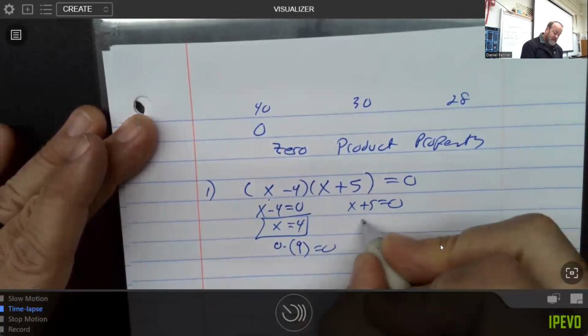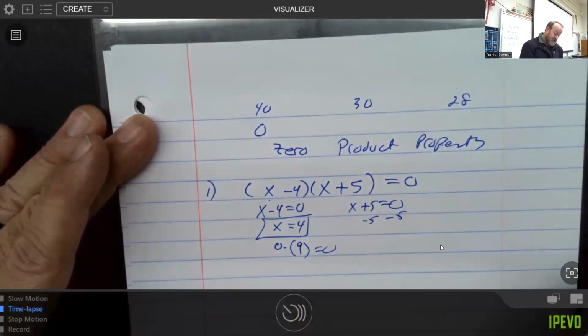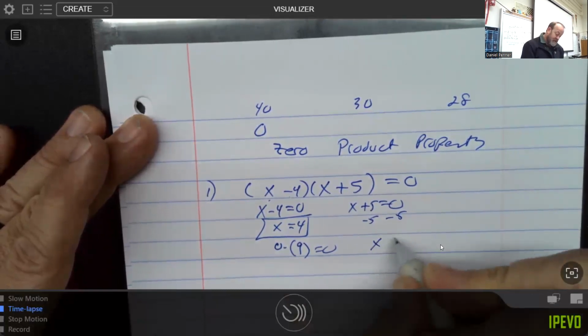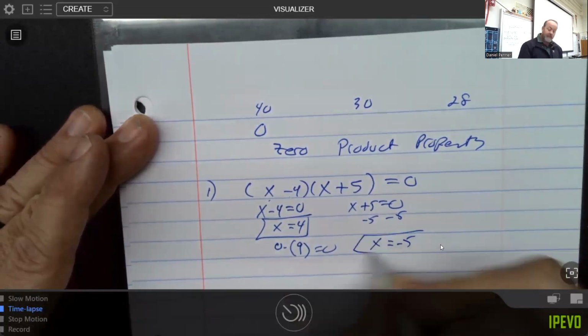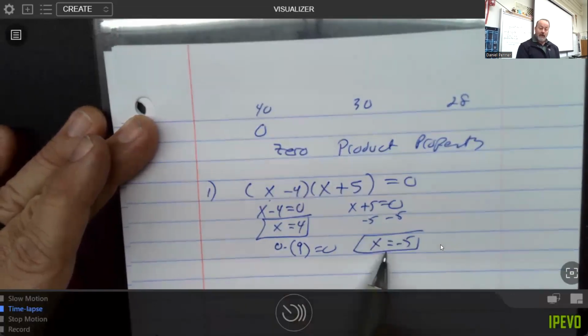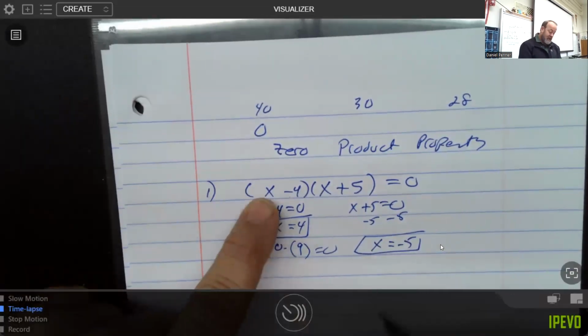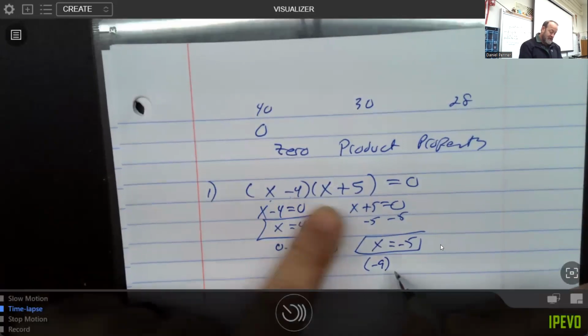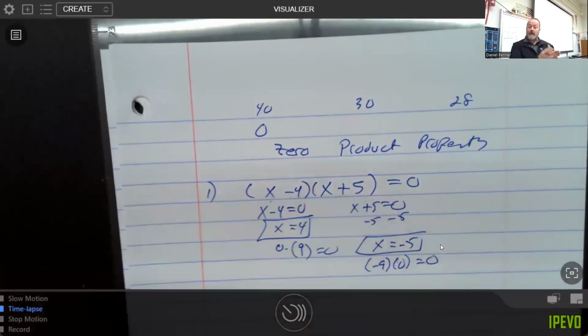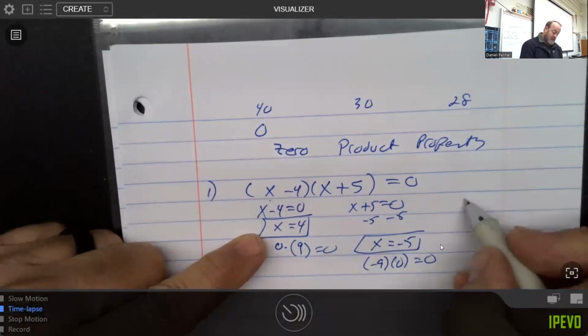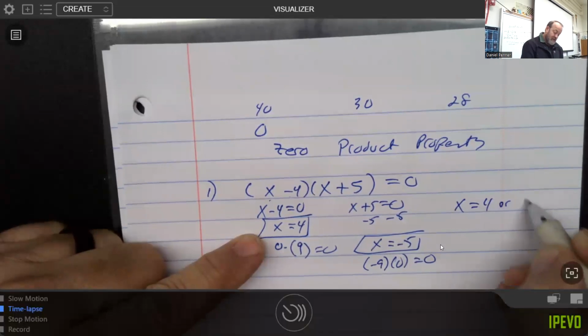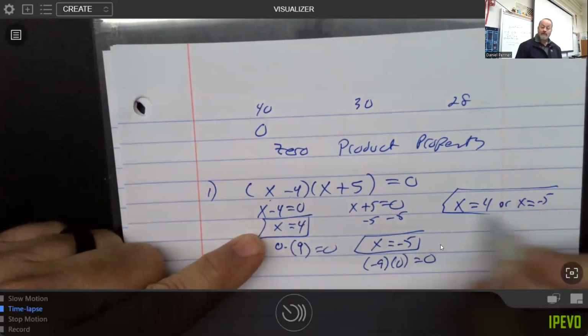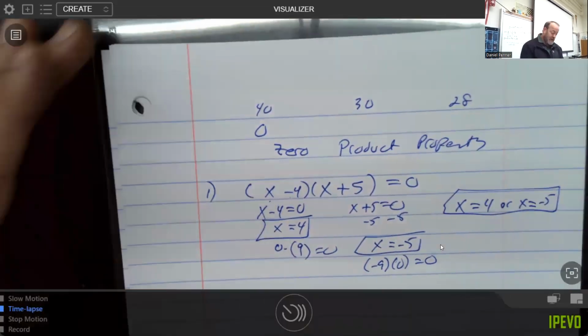And similarly, if we subtracted 5 from both sides, we'd find out that x equals negative 5. And for the same reason, if I plugged in negative 5, I would actually get a negative 9 on the left side, but I'd get a 0 on the right side. And of course, the product of negative 9 and 0 is 0. So the two solutions right here are x equals 4 or x equals negative 5. And that's called the zero product property.